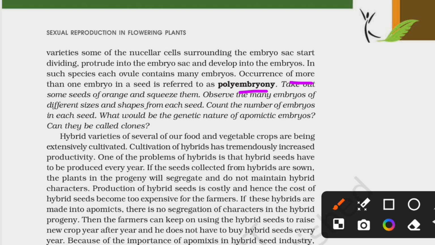Take out some seeds of orange and squeeze them. Observe many embryos of different size and shape from each seed. Count the number of embryos in each seed. What would be the genetic nature of apomictic embryos? Can they be called clones?